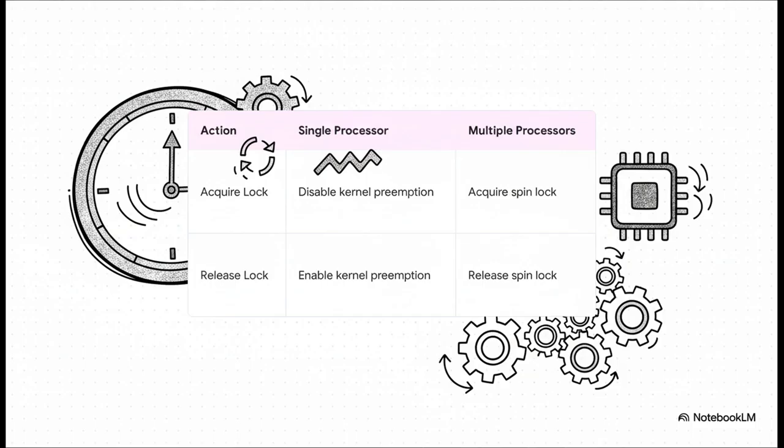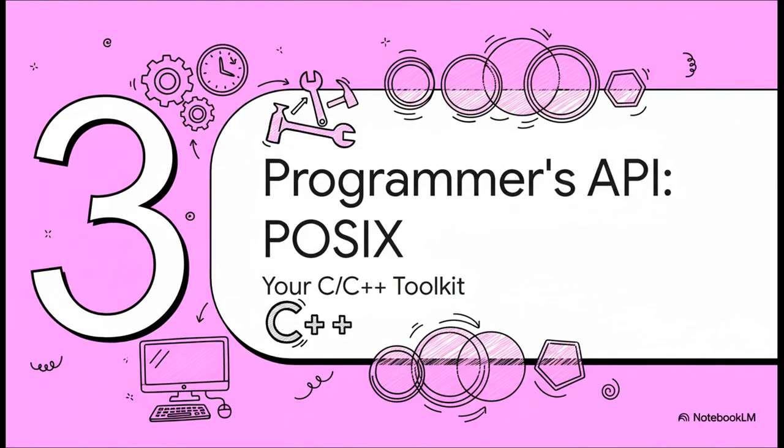It just temporarily disables kernel preemption. That means the operating system can't switch away from the current thread. As soon as the lock is released, preemption gets turned back on. It's such an elegant and efficient optimization. Okay, let's shift gears again. We've gone from theory to the kernel. Now let's get to the part you'll be typing into your editor, the APIs.